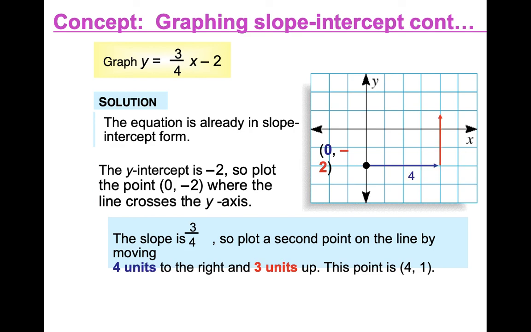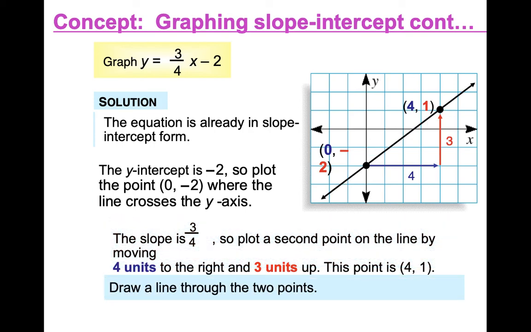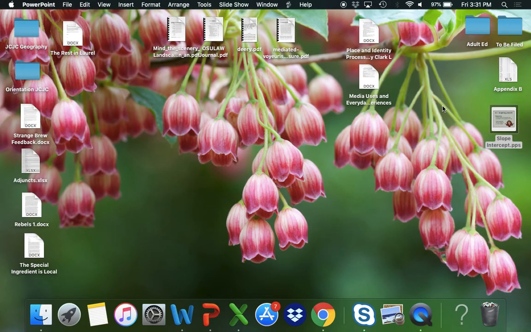So for the slope, they did it this way. They went over 4. Our run is 4 and our rise is 3. So the second point will be at 4, 1, because that would be 4 over and then 3 up. So that's 4, 1. And then you just graph the line. Just like that. And that's it.